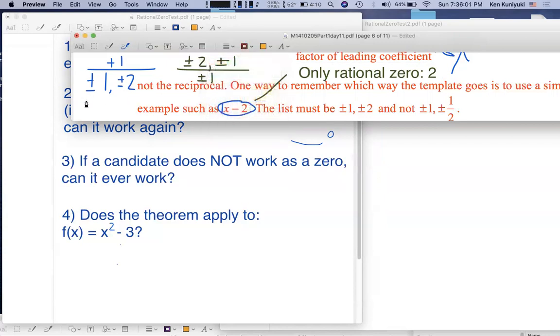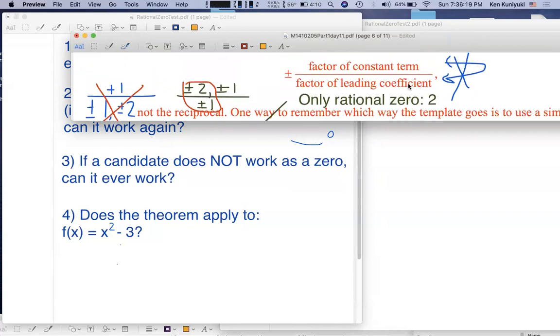Nope. You can't get a 2 from here. You can only get a 2 from here. So it better be factors of negative 2 over factors of 1 and not vice versa. So just like with factoring and long division, think about a basic example. And that'll help you remember to not switch these, to not take the reciprocals. Again, that's the most common student error.